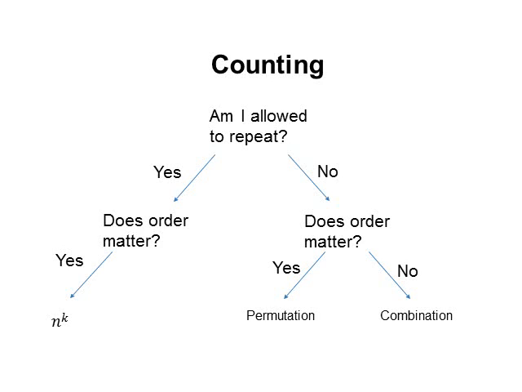Here's a summary of when to use permutations and combinations. First, we'll ask ourselves if repeats are allowed. If they are, and order does in fact matter, then there are n to the power k possibilities for n objects taken k at a time. If repeats are not allowed, we will either use the permutation or combination formula.